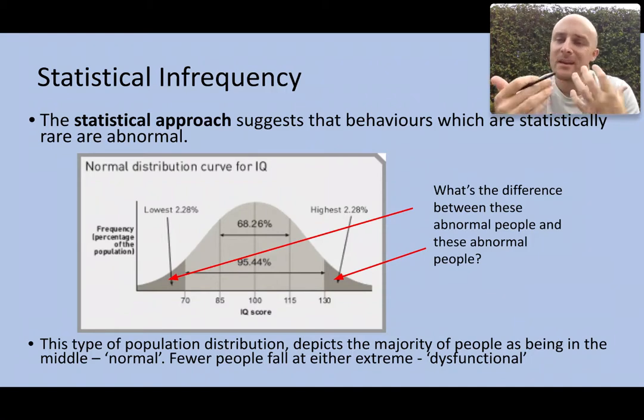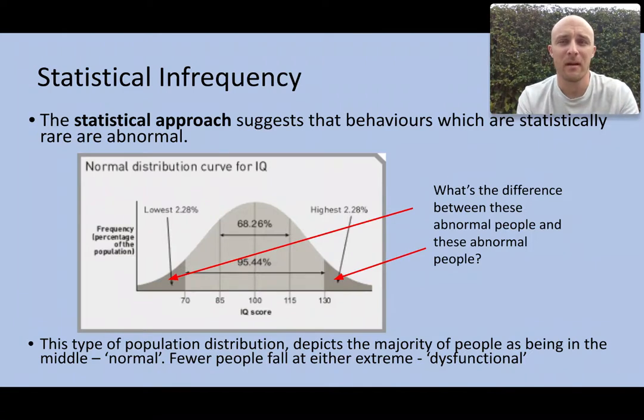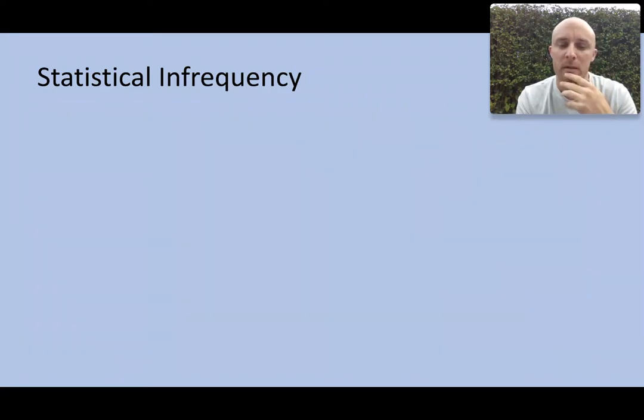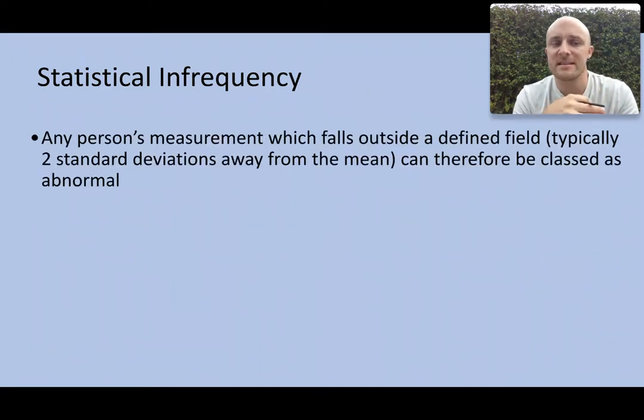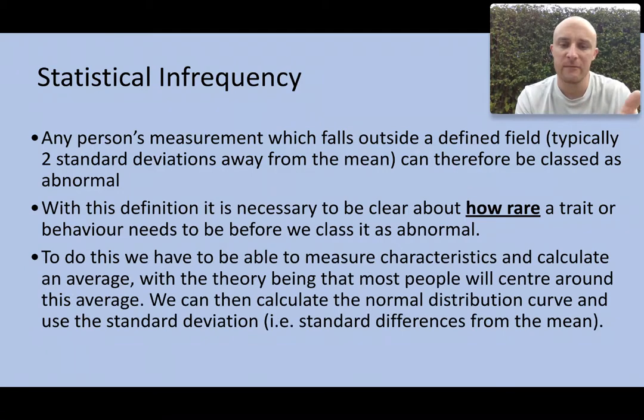Now, there used to be a student a couple of years ago who wore a bow tie to college every day. You can't plot that on a graph, yet that behavior is statistically rare. You're looking at, what, 1 in 5,000 teenagers wearing a bow tie. I would consider that to be statistically abnormal. Now, as it says here, any person's measurement which falls outside two standard deviations is abnormal, and this is about how rare a behavior is.